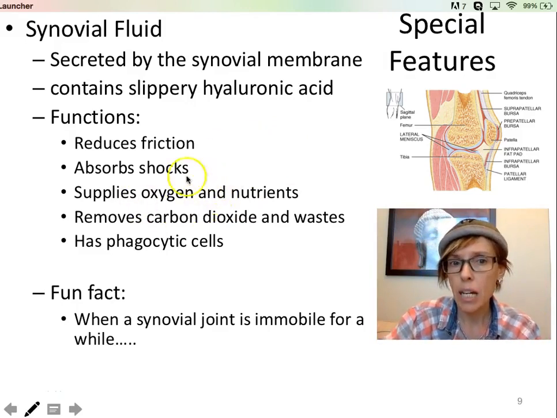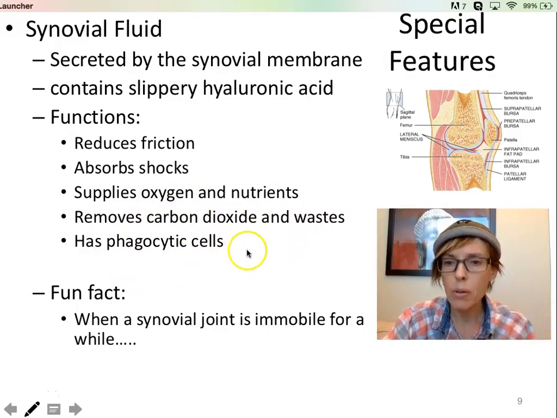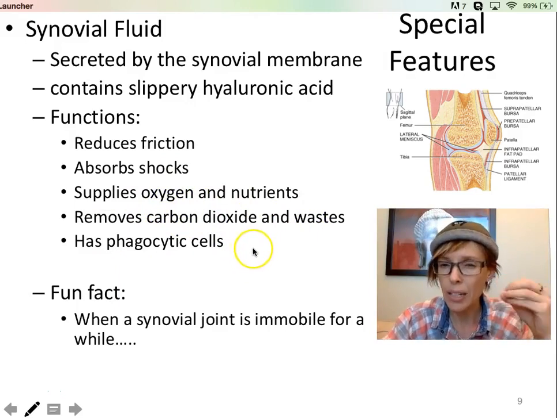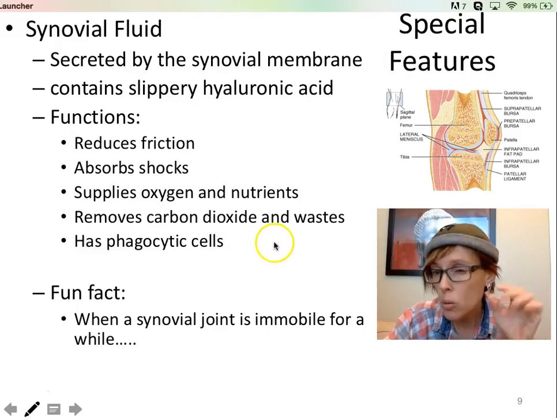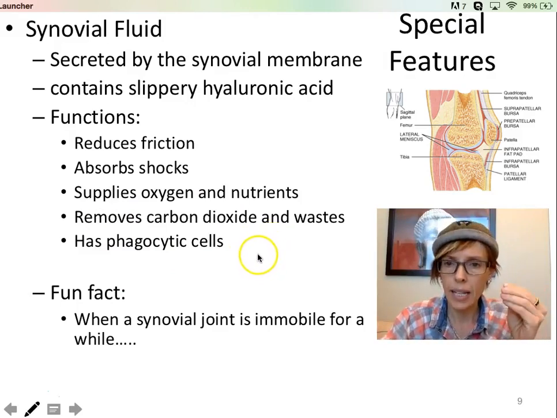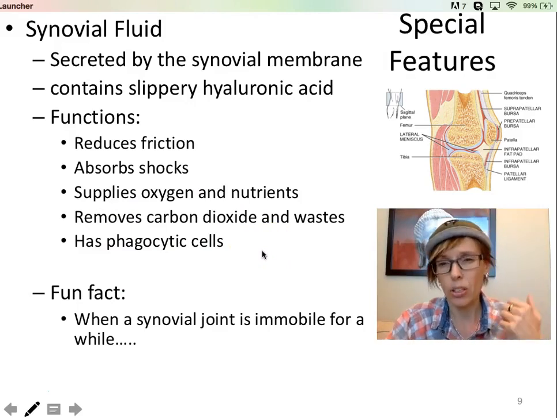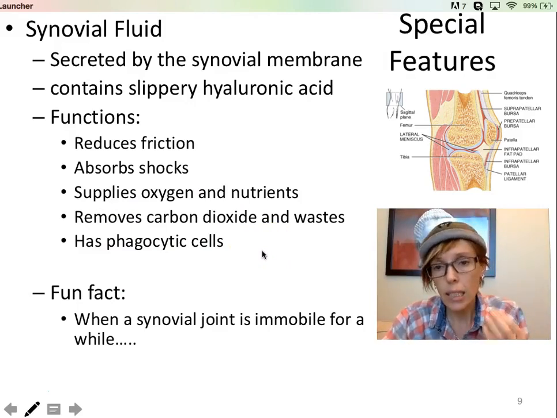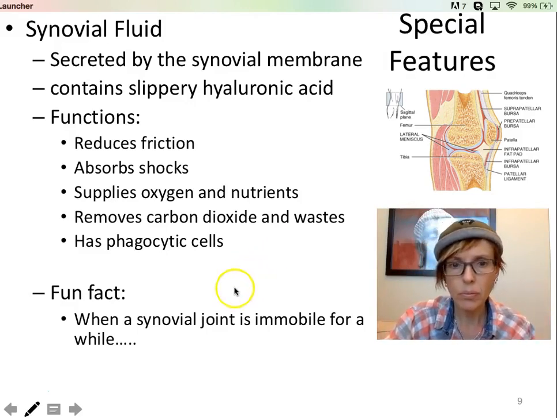Okay. At the same time that it's supplying oxygen and nutrients, it'll also help remove carbon dioxide and waste. And there's also phagocytic cells. So again, if you don't remember, phagocytic cells are going to gobble up any kind of debris, maybe small cartilage bits that just flake off. Obviously, if it's a large piece or a large tear, a tiny little cell can't tackle that, and you'd actually have to go in and get surgery and have that surgically removed.